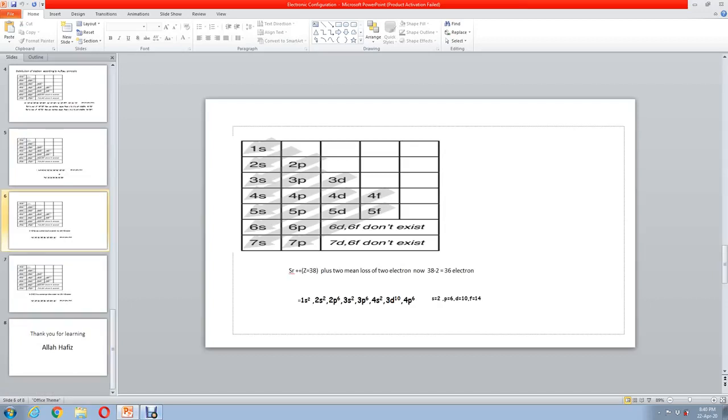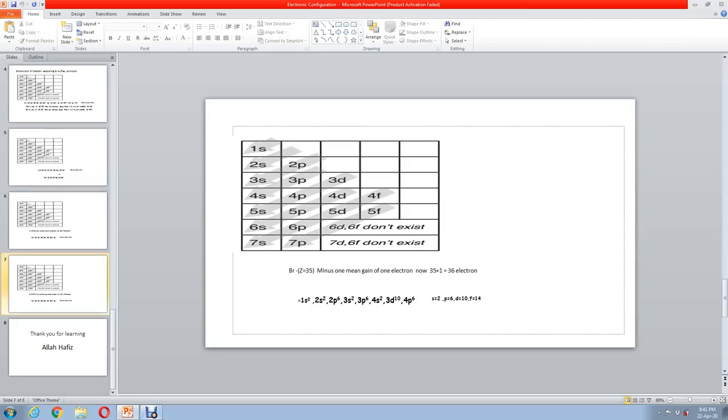Another example, Sr plus 2, Z is equal to 38. Plus 2 means loss of 2 electrons. Now 38 minus 2, it means that 36 electrons are present here. Now we will write the electronic configuration as follows: 1s2, 2s2, 2p6, 3s2, 3p6, 4s2, 3d10 and 4p6.